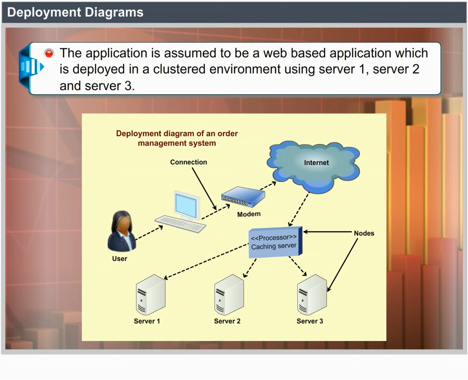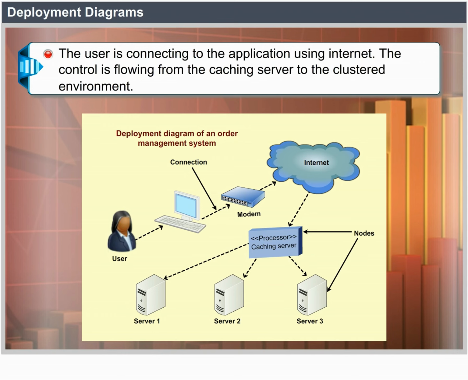The application is assumed to be a web-based application which is deployed in a clustered environment using server 1, server 2, and server 3. The user is connecting to the application using the internet. The control is flowing from the caching server to the cluster environment.